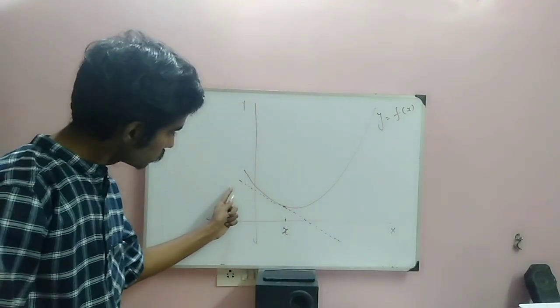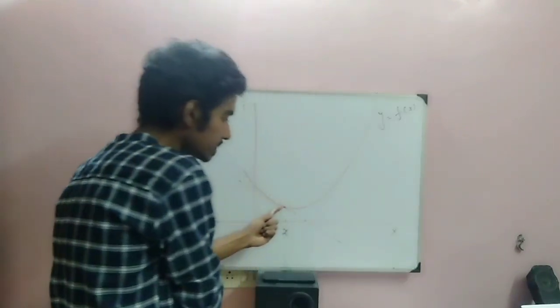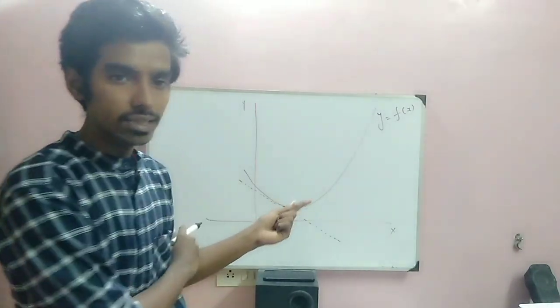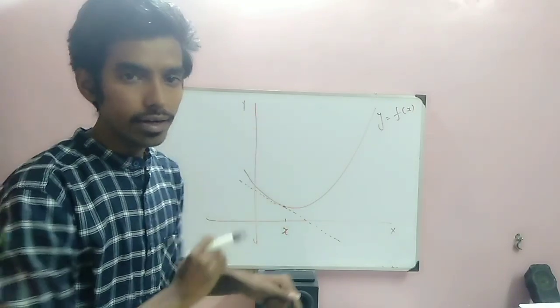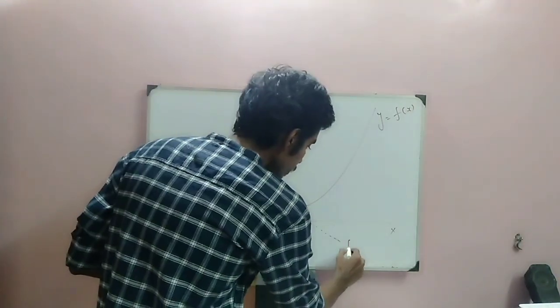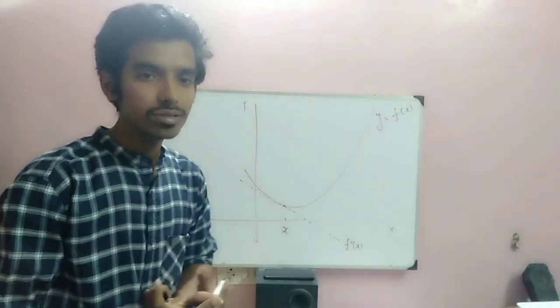So we need to find the slope for this line and the slope for this line. So this is a tangent line, right? Tangent, you know what's meant by tangent? A line that touches the curve at only one point is called a tangent line. So this is our f dash of x. So we need to find the slope for this line.